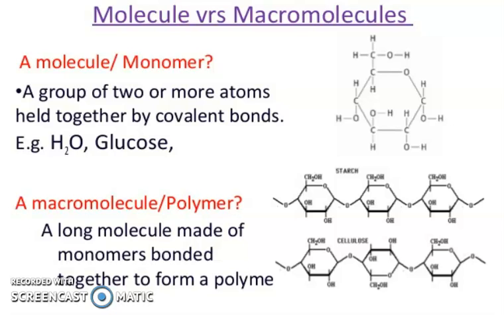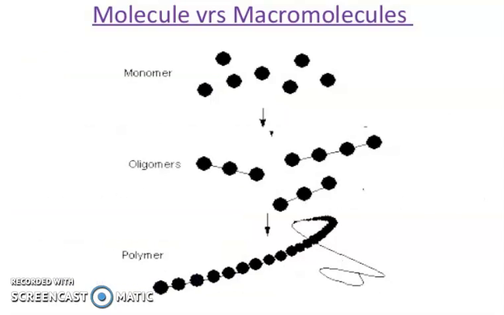Macromolecules. So what is the difference between molecules versus macromolecules? Molecules, or monomers, are a group of two or more atoms held together by covalent bonds. For example, H2O and glucose. Look at here the structure of glucose. Macromolecules, or polymers, are long molecules made of monomers bonded together to form a polymer. Now you can see molecules versus macromolecules: monomer, oligomers and polymers.